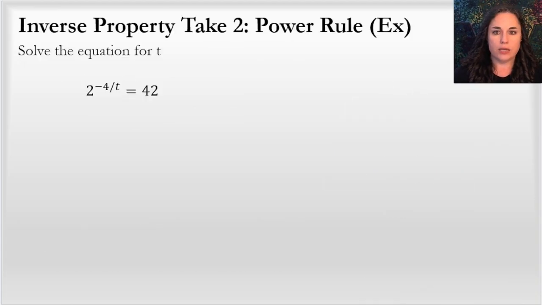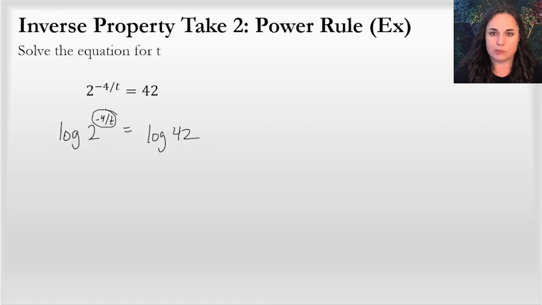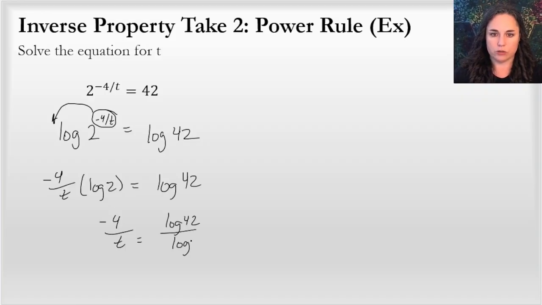Let's do this again then. Solve the equation for t. We already did this problem, but we're going to use the power rule now rather than the inverse rule. So instead of taking a log base 2 like we did before, I'm just going to take a regular log on both sides. So I'm going to get log base 10 of 2 to the negative 4 over t equals log of 42. Now I can bring this exponent out front, so I have negative 4 over t times log 2 equals log 42. So negative 4 over t equals log 42 over log 2.